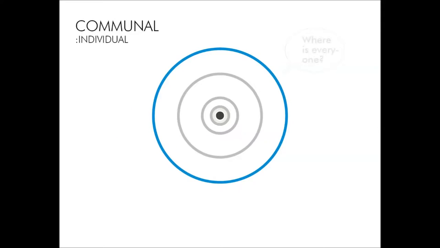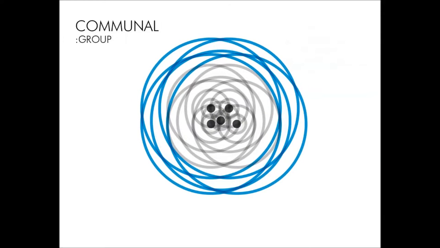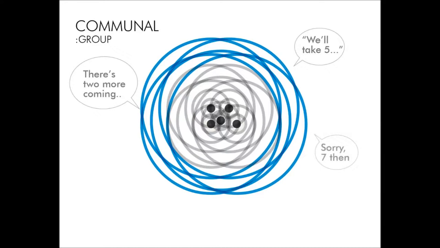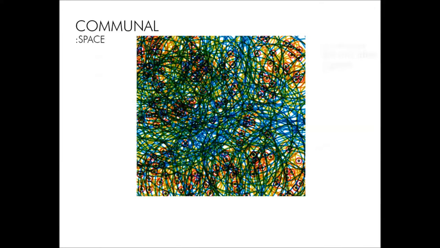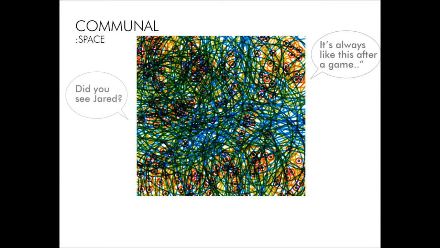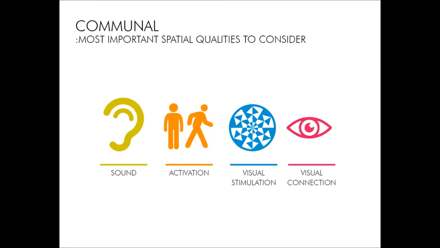A communal space is a lively environment accommodating any variety of activities and extending into the public zone. It's a great environment for larger groups, but individuals can find community here as well. Activity and energy bolster the camaraderie, lessening the need for a personal zone buffer. You can find your place within the bustle of movement, sound, and interaction here. The space often has a high density of people because of your expectation to be around others. Its most important spatial qualities are sound, activation, visual stimulation, and visual connection.